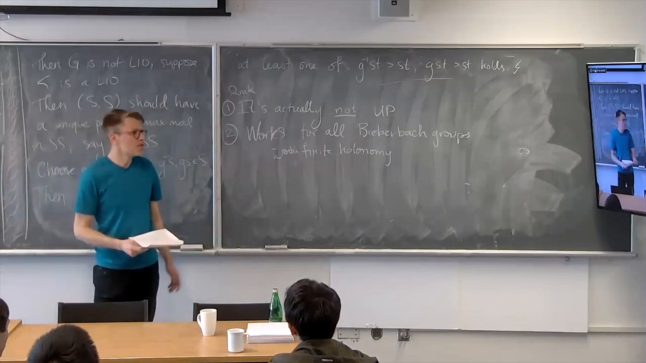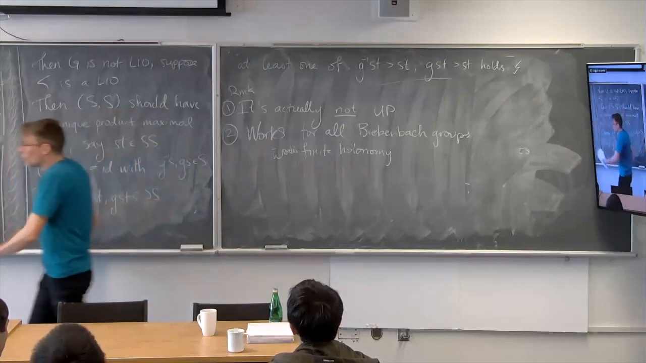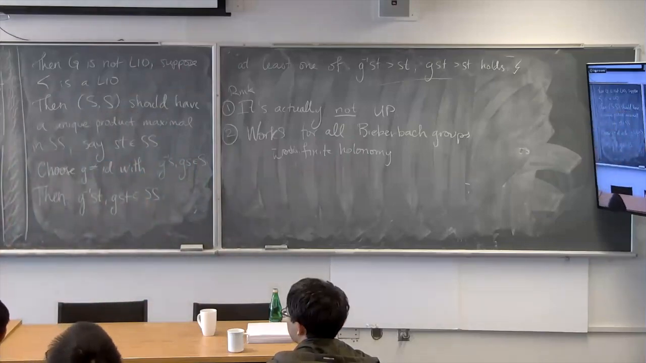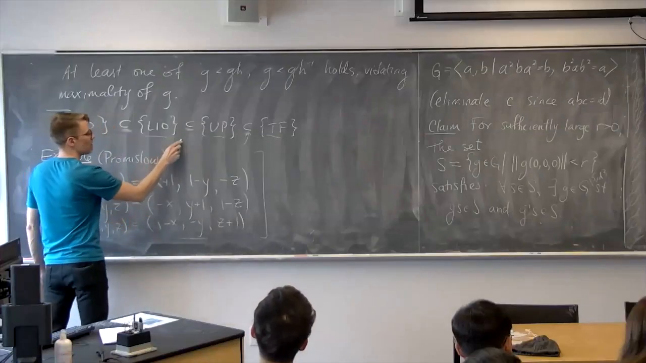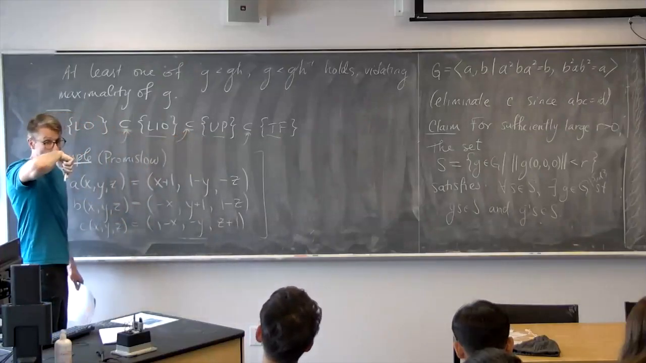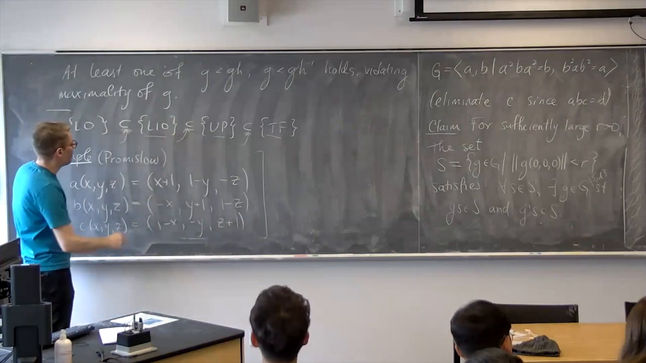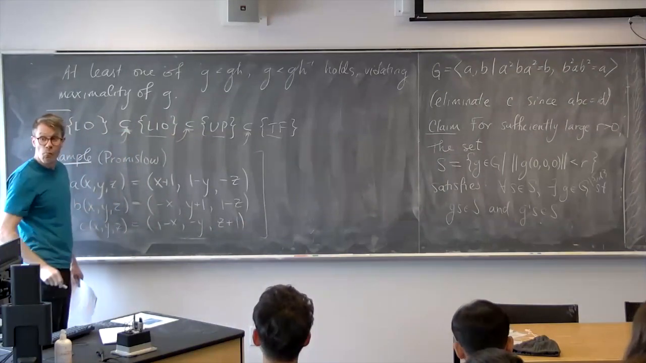Okay, that means you go back here. I showed you an example of a group which is torsion free, but not this. And then I said, actually, it ends up being torsion free, but not this. So this containment is proper. But we still don't know anything about this containment or this containment. Okay, so let me tackle this containment right here.